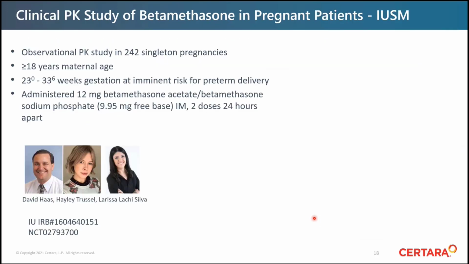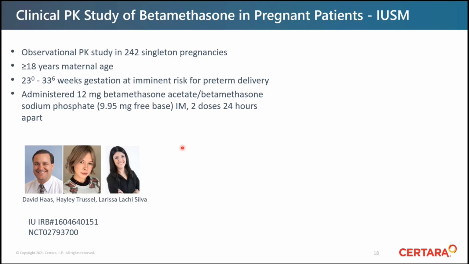Here at IU School of Medicine, we have also conducted an observational PK study. This was led by Dr. David Haas, who's one of our OBGYNs here at the School of Medicine, who's had an interest in betamethasone for many years. Haley Trussell served as our research coordinator, and Larissa Lockie Silva was my postdoctoral fellow who helped do the modeling and simulation work here. This was an observational PK study in 242 singleton pregnancies.